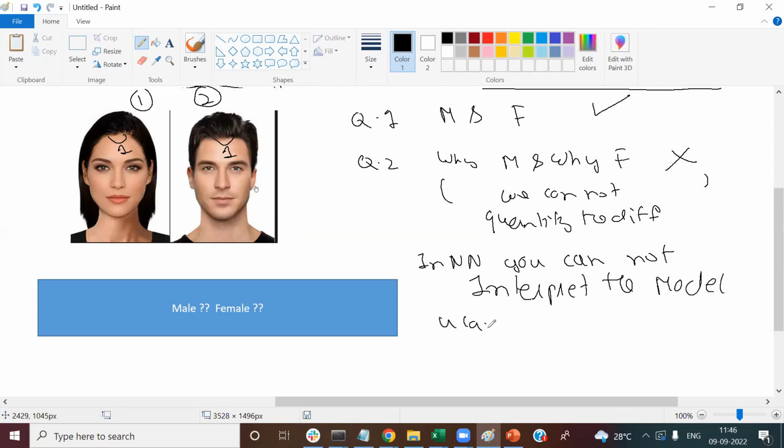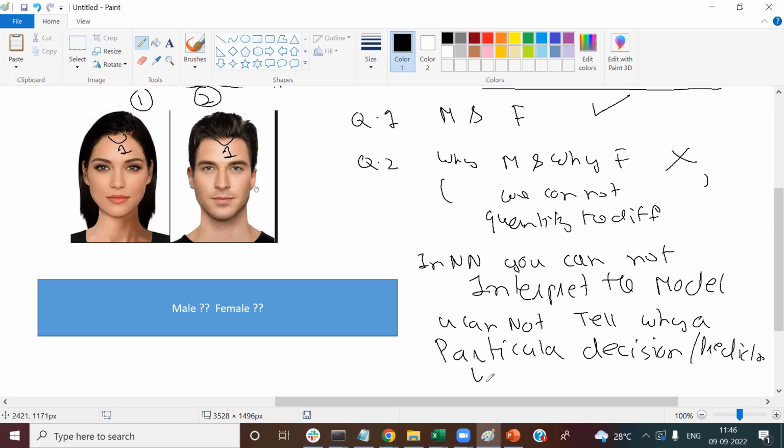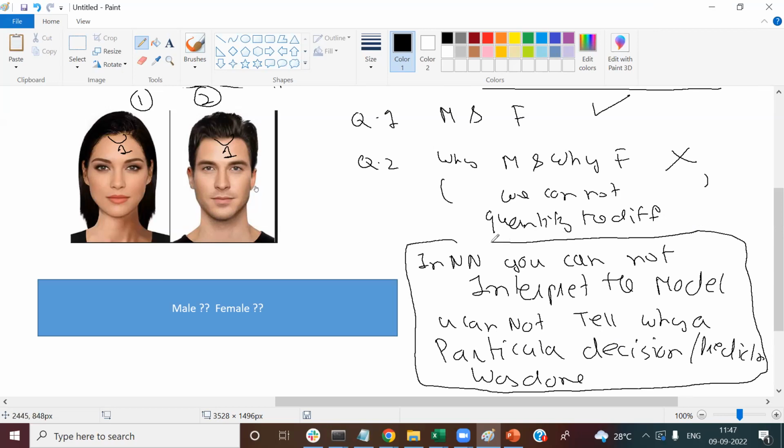You cannot tell why a particular decision, as in prediction, was made. Your neural networks may give you a very good model, but you cannot tell what was the reason or the rationale behind that answer. Why? Because human brains also cannot give the answer, so a neural network also cannot give you the answer.